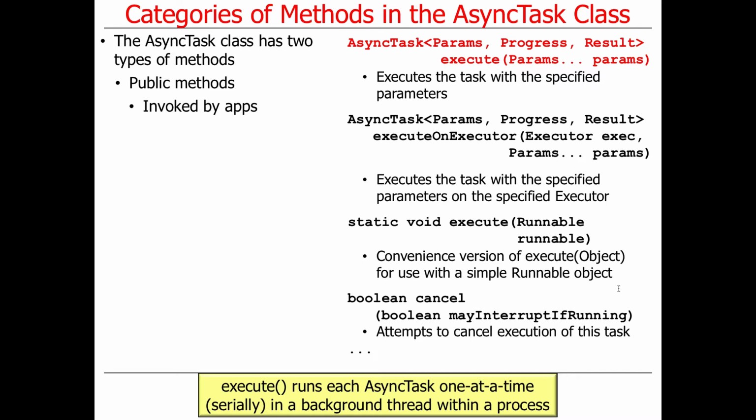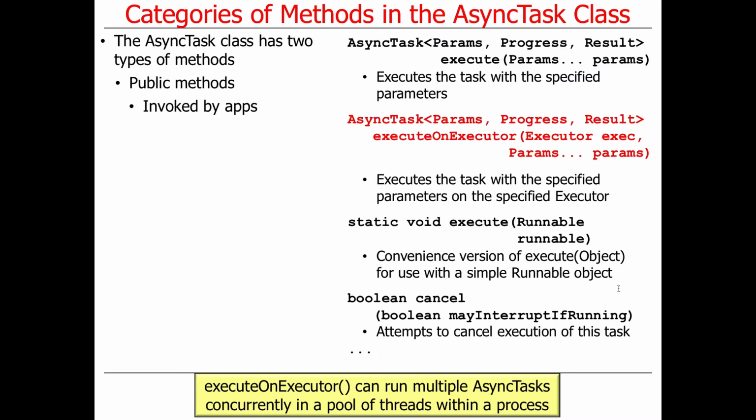If there's multiple async task instances, all of which call execute around the same time, then execute runs each of those async tasks serially, in other words, one at a time, in a background thread within a process. So async task by default will run stuff in the background so you can block and do long duration operations, but it doesn't run them in parallel by default.